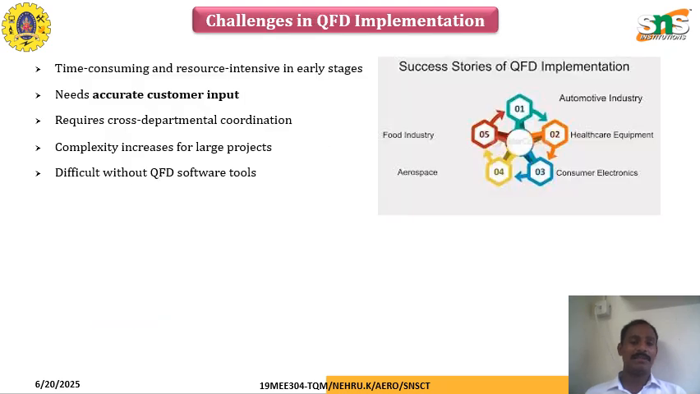Next, coming to the challenges in quality function deployment implementation. Any quality strategy, planning, or execution is likely to face difficulties in the organization. It is time-consuming and resource-intensive in the early stages. It needs accurate customer inputs, not fake or rating-based ones, and requires cross-departmental coordination. Complexity increases with large products, so it is difficult without quality function deployment software tools.